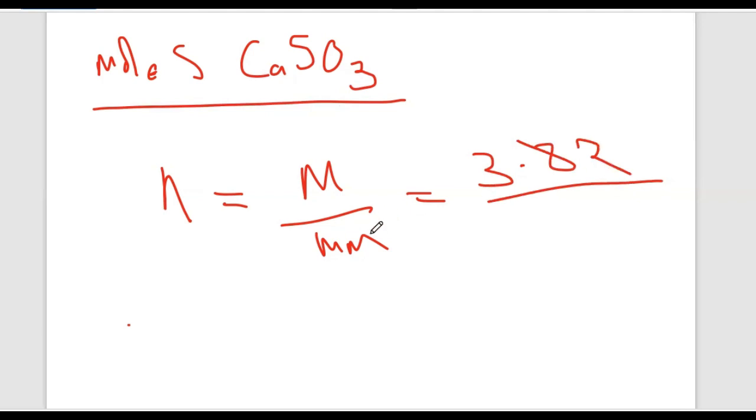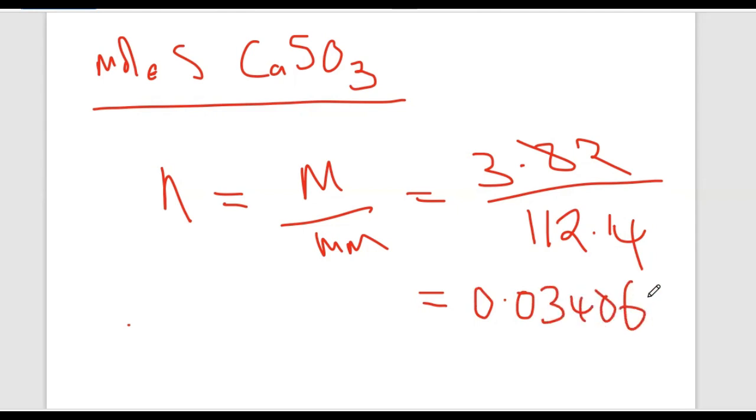Divided by the molar mass of this. For the molar mass, you go to your periodic table, you get the mass of this plus the mass of this plus the mass of 3 of this. If I do that on my calculator, I'm finding that the molar mass is 112.14. So I divide there. What moles am I going to get? Dividing, I'm getting my moles as 0.03406 moles.